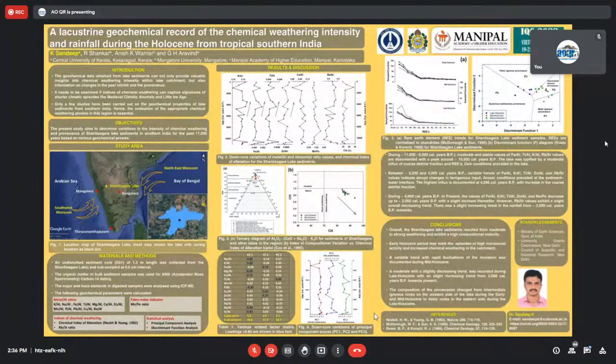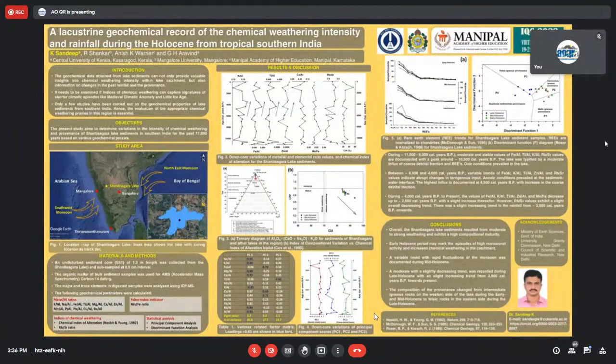So an undisturbed sediment core of about 1.3 meter length was collected from the Shantisagara Lake, and it was subsampled at an interval of about 0.5 centimeter. The organic matter of the bulk sediment samples was used for the AMS C14 dating, and the various major and trace elements were analyzed using the ICP-MS facility after the digestion of the samples.